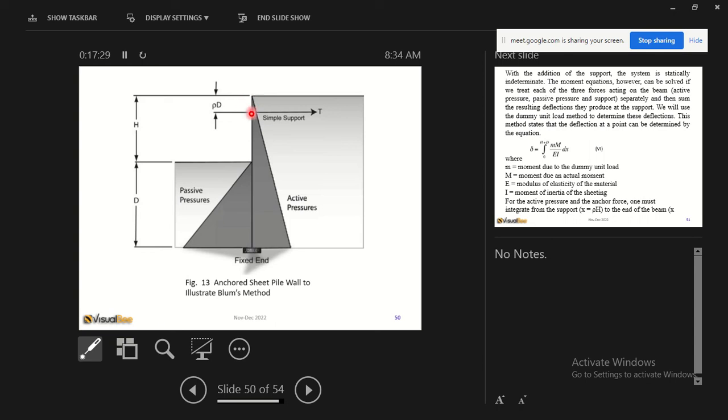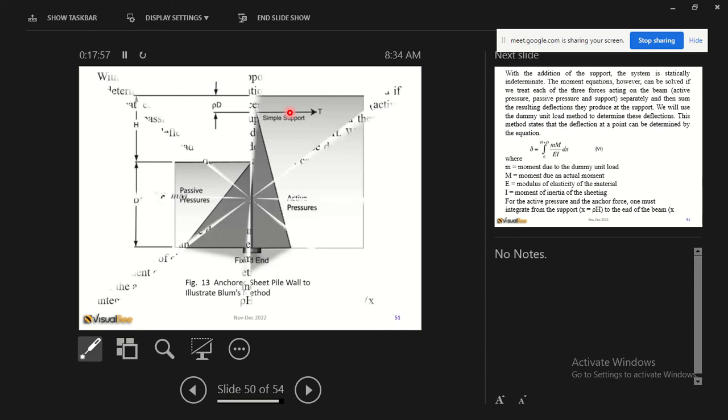We find the deflection due to the earth pressure at this point: the deflection due to the active earth pressure, the deflection due to the passive earth pressure, and the deflection due to the anchor force at that point. So we have three forces, each with their associated effects. Now, for equilibrium, all those must sum to zero.